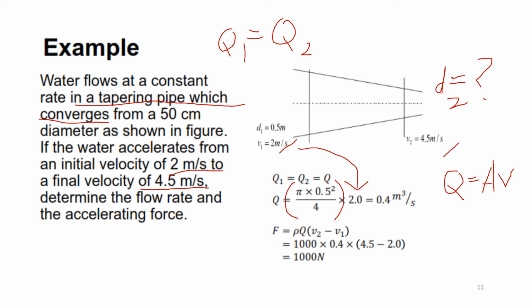And then we need to calculate the accelerating force. This is the force. The formula for force you already know, which is density times flow rate times change of velocity. So we get the accelerating force about 1000 Newton.